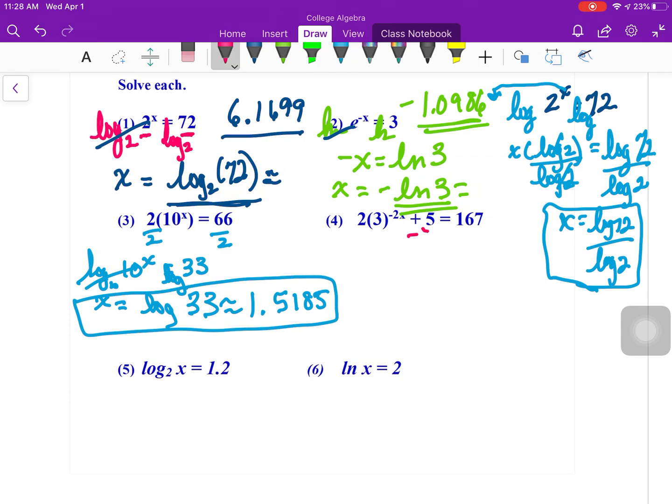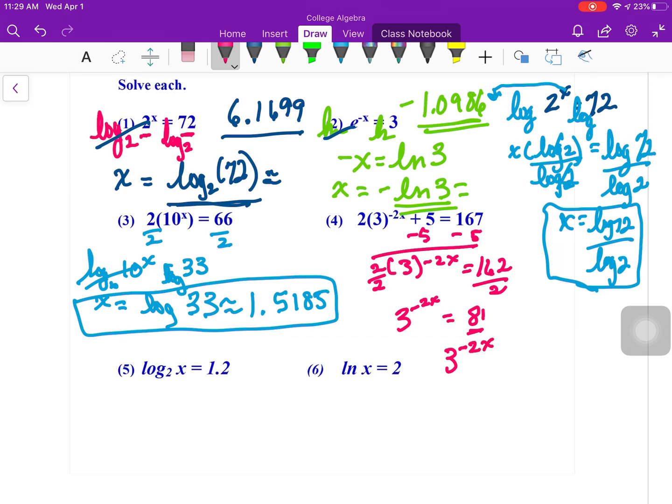All right, and the next one, subtract 5. 2 times 3 to the negative 2x equals 162. Divide by 2. 3 to the negative 2x equals 81. Can you write 81 as base 3? Yes, you can. So I must write it as base 3. That is 3 to the 4th. So negative 2x equals 4. So x equals negative 2.